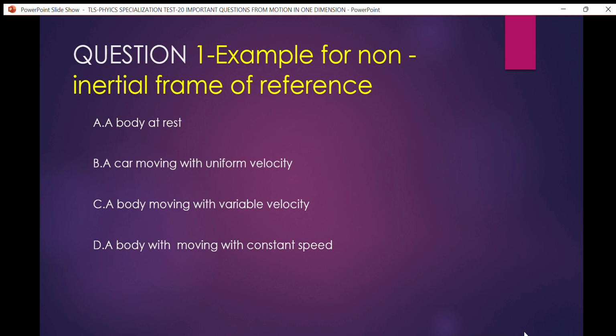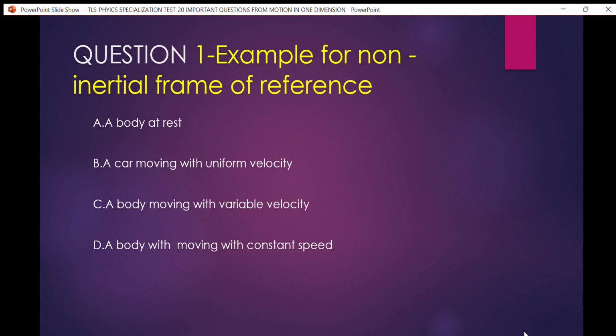Let me go to question number 1. Example for non-inertial frame of reference. So basically, what is a frame of reference? A frame of reference is a system of coordinate axes attached to a clock or connected with a time. So coordinate axis with time. That is called a frame of reference.